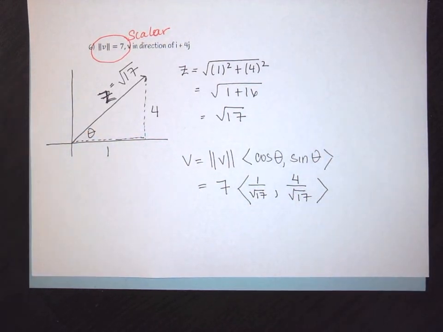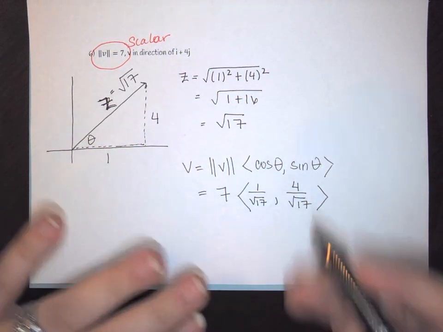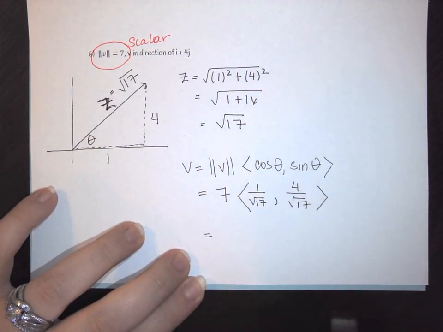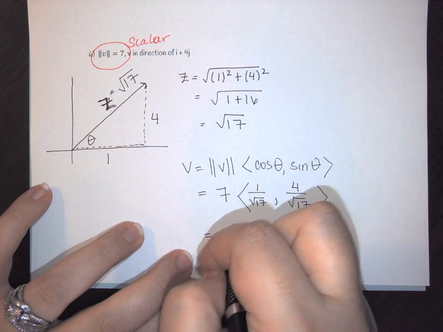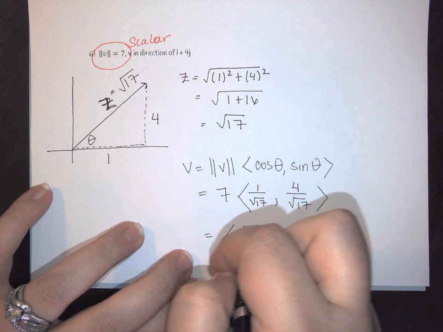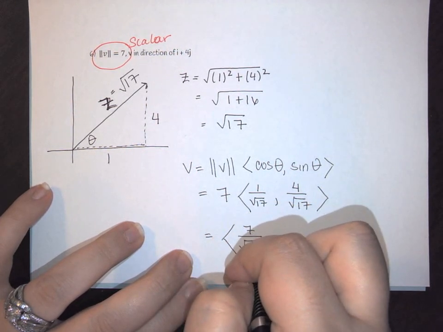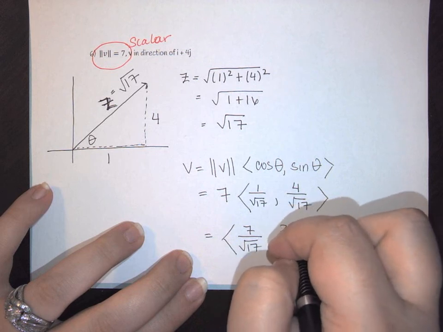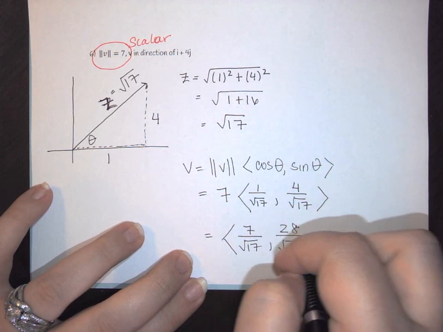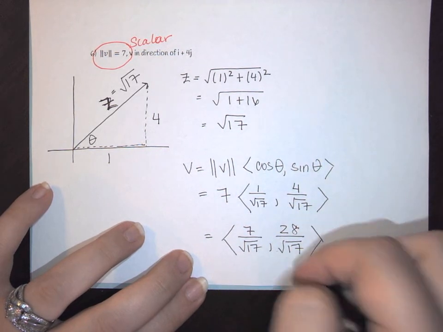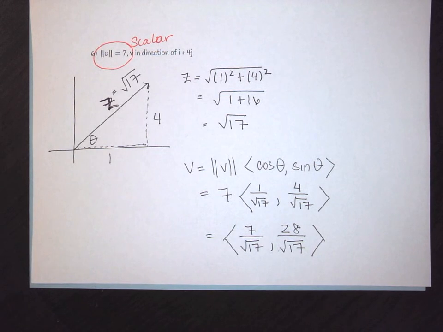Now, after doing that, we have to finish our scalar multiplication. So here we're going to multiply that 7 through, which is going to give us the components 7 over the square root of 17 and 28 over the square root of 17. Okay, and that is your component.